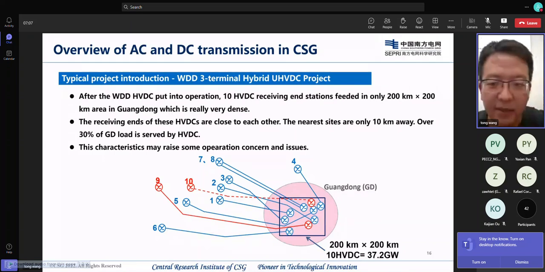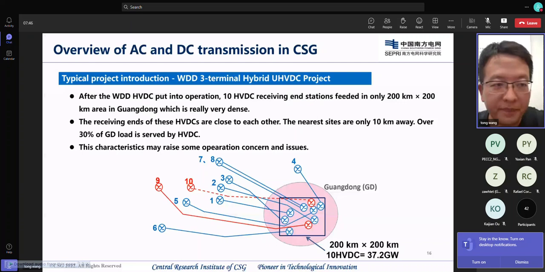And if there are a lot of inverters really close, they may have continuous commutation failure and even result in the HVDC block. So when we do the planning for the Wudongde HVDC, we consider that if we use LCC HVDC, that will raise a lot of problems. So after we consider this, we will redo our planning.